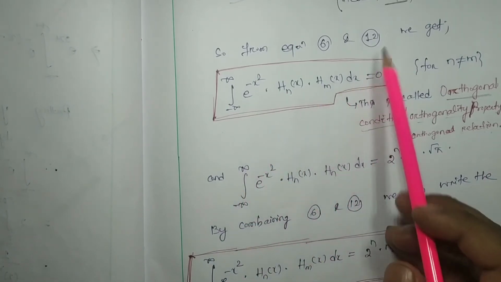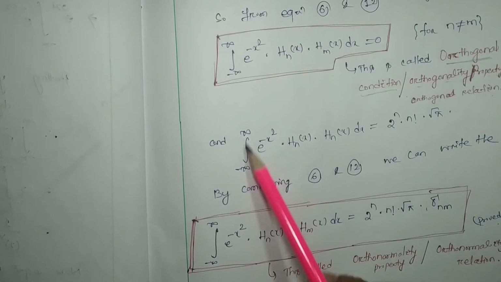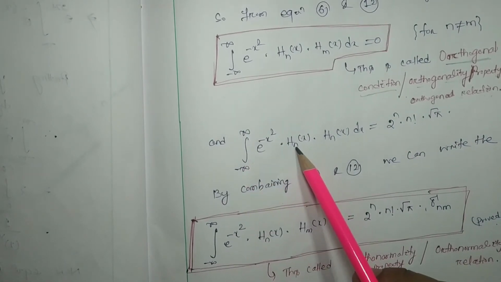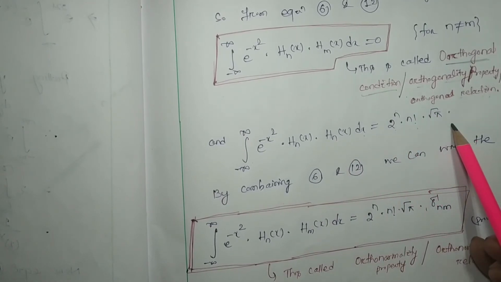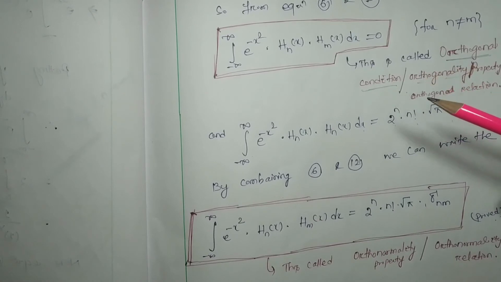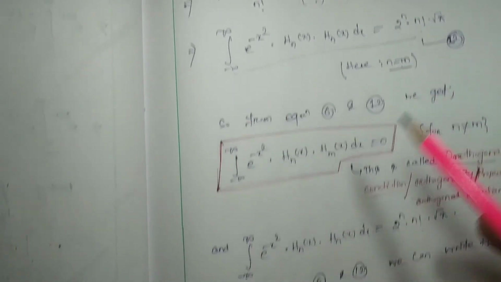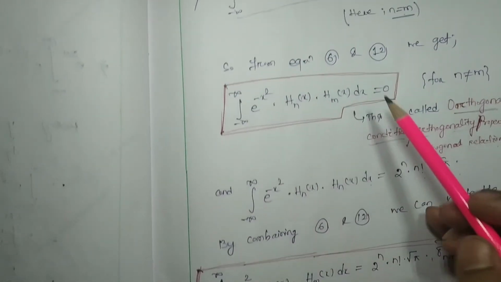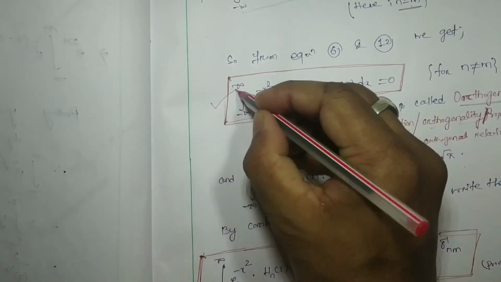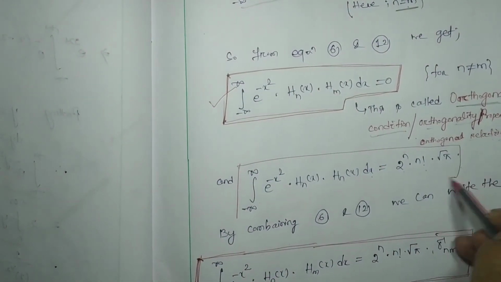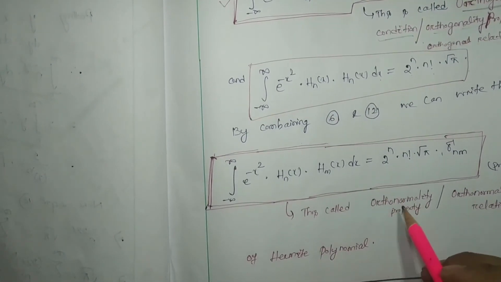Okay, and from equation number 12 what we found? This much, that is e to the power minus x square integration from minus infinity to plus infinity Hn x into Hn x dx equal to 2 to the power n factorial into root pi. So now if we are going to combine this equation number 12 and this equation number 6, now if I want to write them combiningly, that will be nothing but your orthonormality property or orthonormality relation.